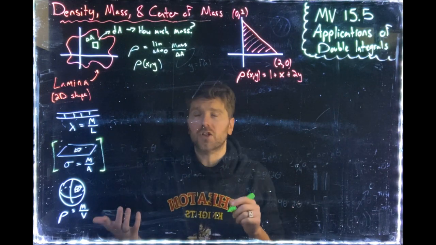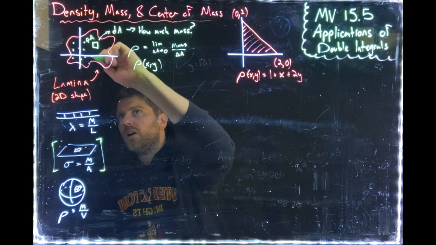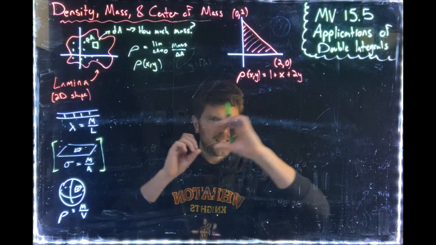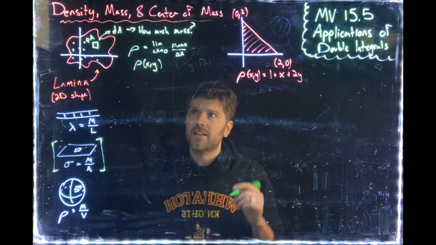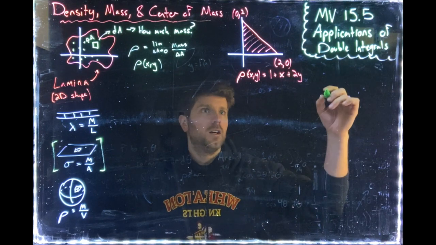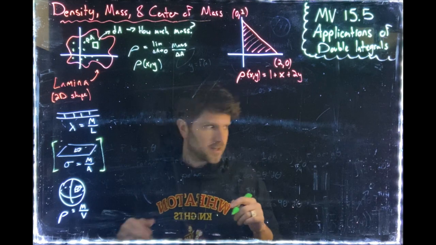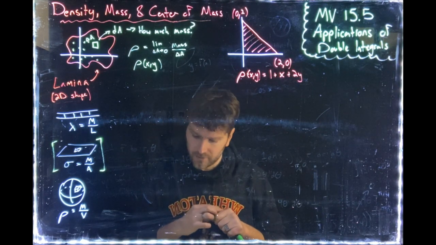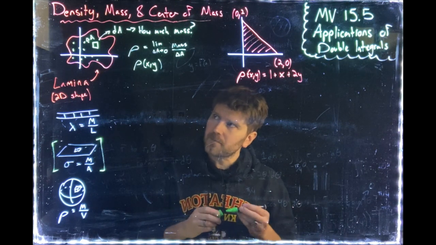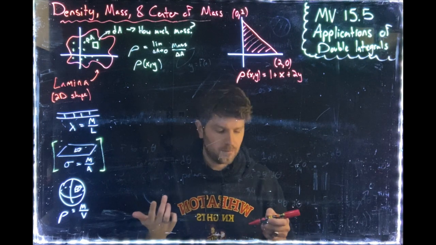Now some objects, if it's made of all the same stuff, this might be a function that's the same everywhere. But you can imagine having a sheet that's made of different materials or that's thicker in some places than others. And so the density could be different. The density could change. You could imagine having a sheet that's got a heavy side and a light side. Not every object has constant density. So what if we have an object with some density function, and we want to figure out what its total mass is?